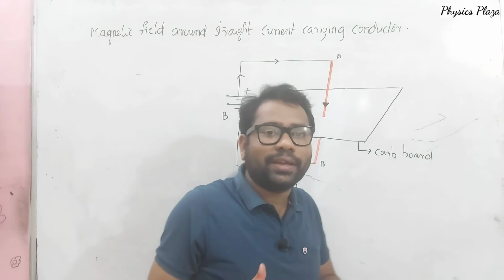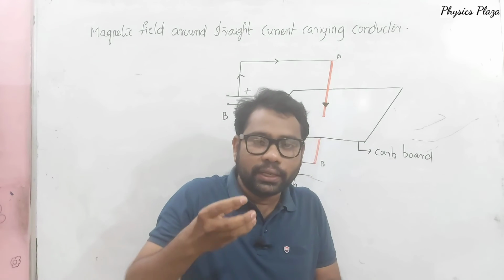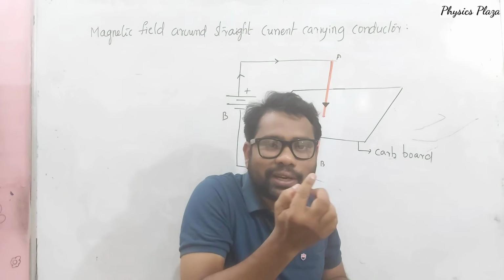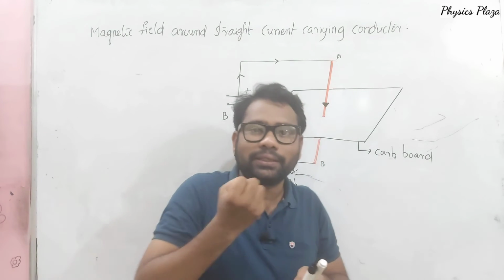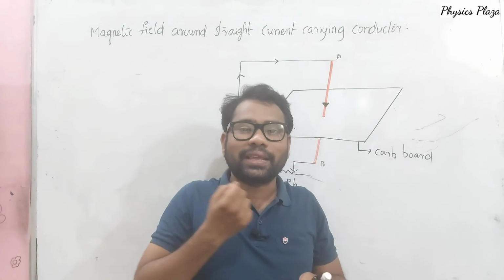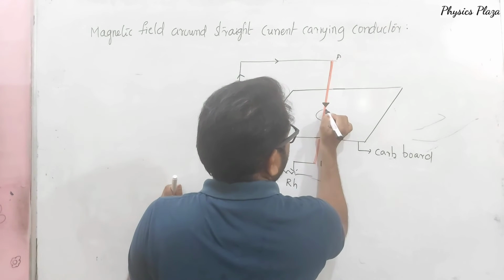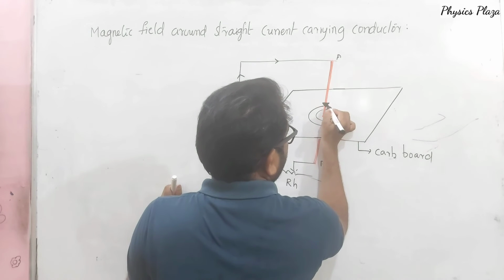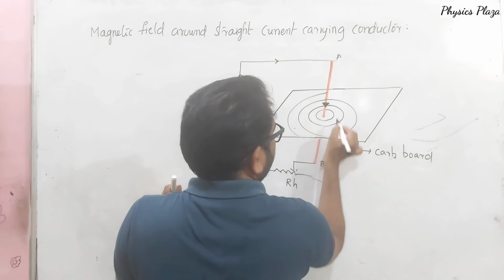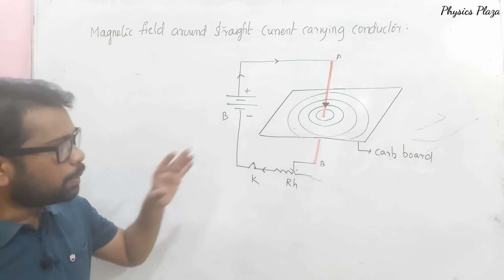Now children, we notice that whenever there is a current in the conductor, the iron filings which are sprinkled on that cardboard get adjusted. They get adjusted in a particular pattern, like circles, concentric circles. So this is how the iron filings get adjusted. So here, what does it represent actually? Magnetic field lines.